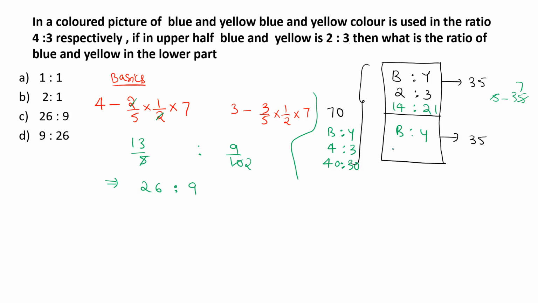Then the lower part would get 26 units of blue. Out of 30 units of total yellow, 21 units were used in the upper portion, so the lower part will get 9. Then the ratio of the blue and yellow in the lower part would be 26:9. Where is that? Option C, 26:9. This is the best solution for this question.